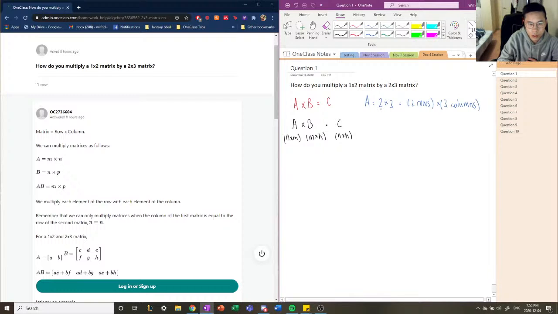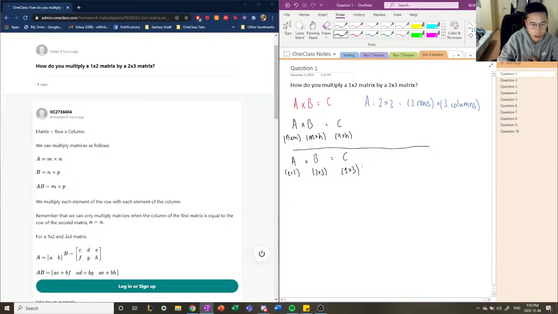Going to our specific example here, we have a 1 by 2 matrix and a 2 by 3 matrix. So we already know that this is valid for matrix multiplication. And the new resulting matrix will be a 1 by 3 matrix. So there's going to be 1 row and 3 columns. So how do we think about making this new matrix?